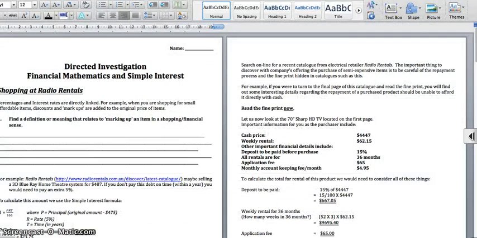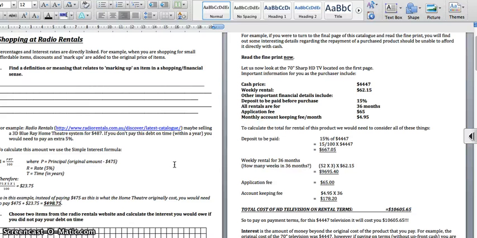You should have your DI in front of you there, please, and I'll just go through it. The first half of this directed investigation deals with percentages. The second part of it deals with simple interest, and the last part of it deals with simple interest, maybe a little bit of compound interest.